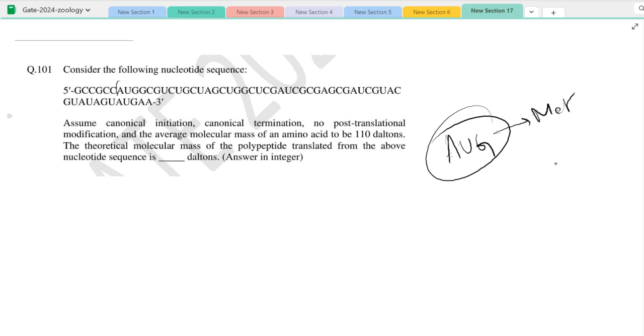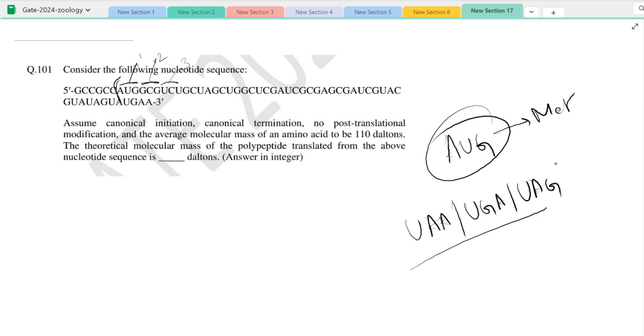Here, as you can see, it starts here, AUG, and from here every three bases of the mRNA will code for one amino acid. So this is going to be 1, this is going to be 2, and like that you count till the stop codon. What are the stop codons? UAA or UGA or UAG. These are the canonical stop codons, and when you encounter these, you need to stop translation. So you go on until you reach here, because this UAG is a stop codon.